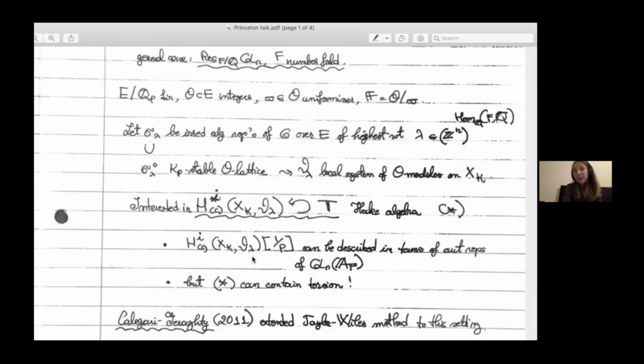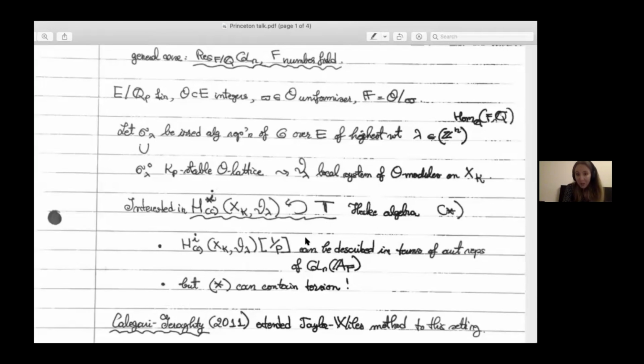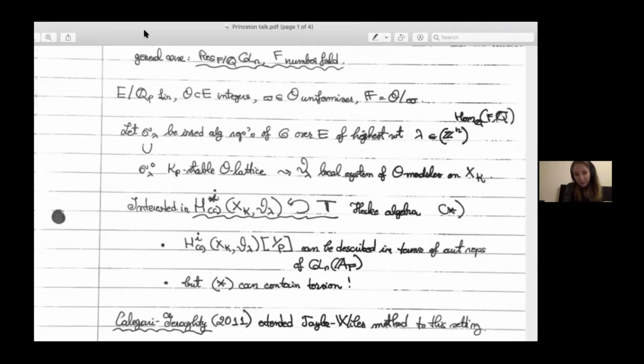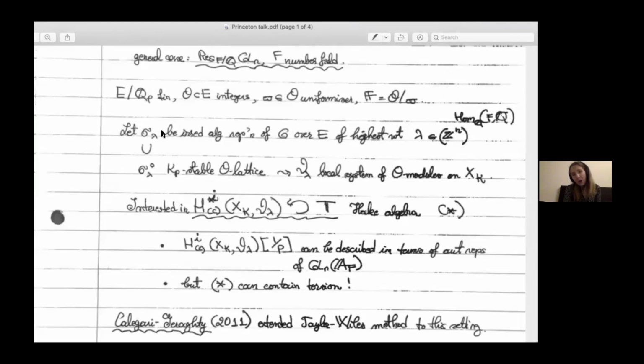And what I want to say about it is that if you invert p, then this cohomology can be described in terms of automorphic representations of GL_N of the adeles of the number field F. And this follows from work of Franke and also Matsushima. I guess it goes back to Matsushima in the case where, say, your locally symmetric space was compact.